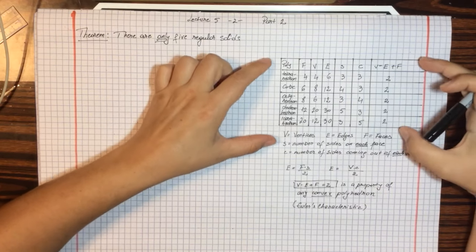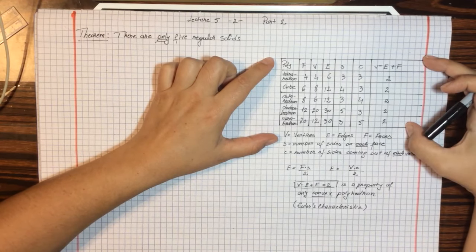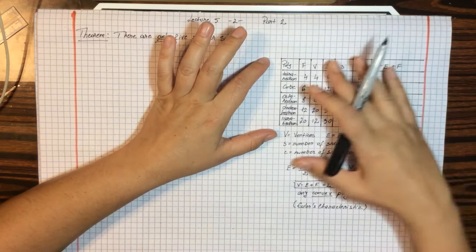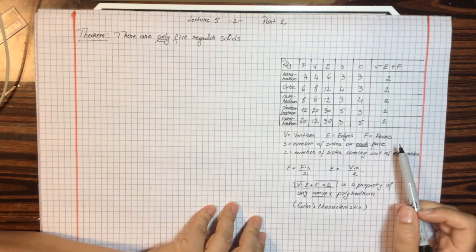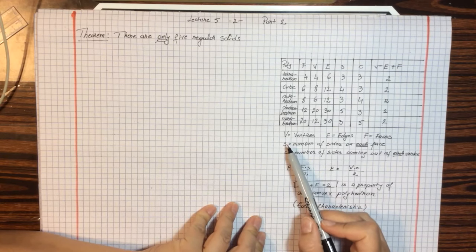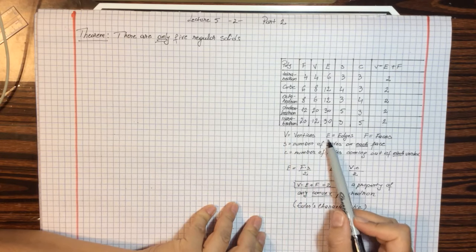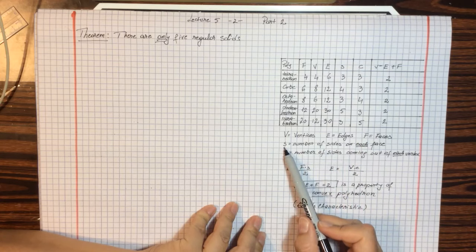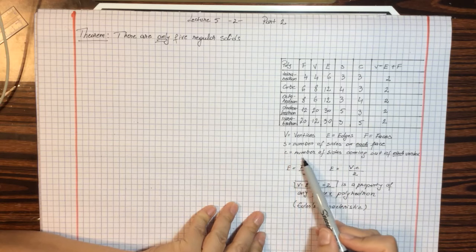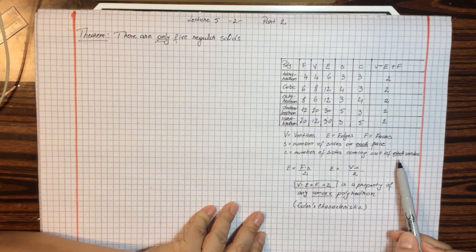So from part 1 we completed and investigated this table. All I did is rewrite once again the table from the first page and the notations that I'm using: V vertices, E edges, F faces, the number of sides on each face, which I'm calling little s. C is the number of sides coming out of each vertex.